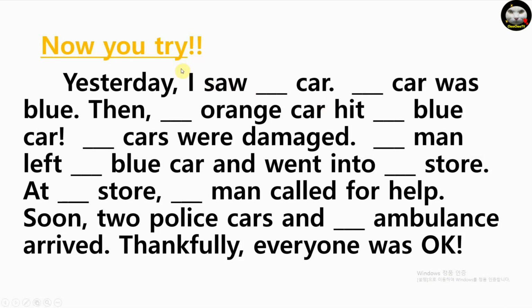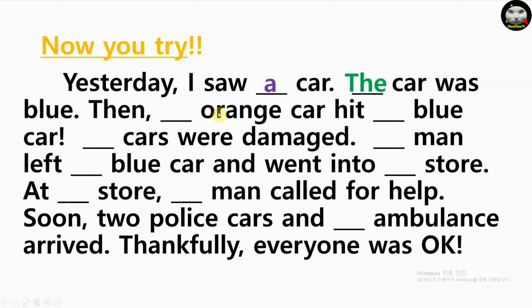Now you try. Yesterday, I saw blank car. This is the first time we see the noun car. So we introduce car with article a. Next sentence. Blank car was blue. In grammar, to tell the audience that this is the same car, we now apply the. Not a different car, same car.